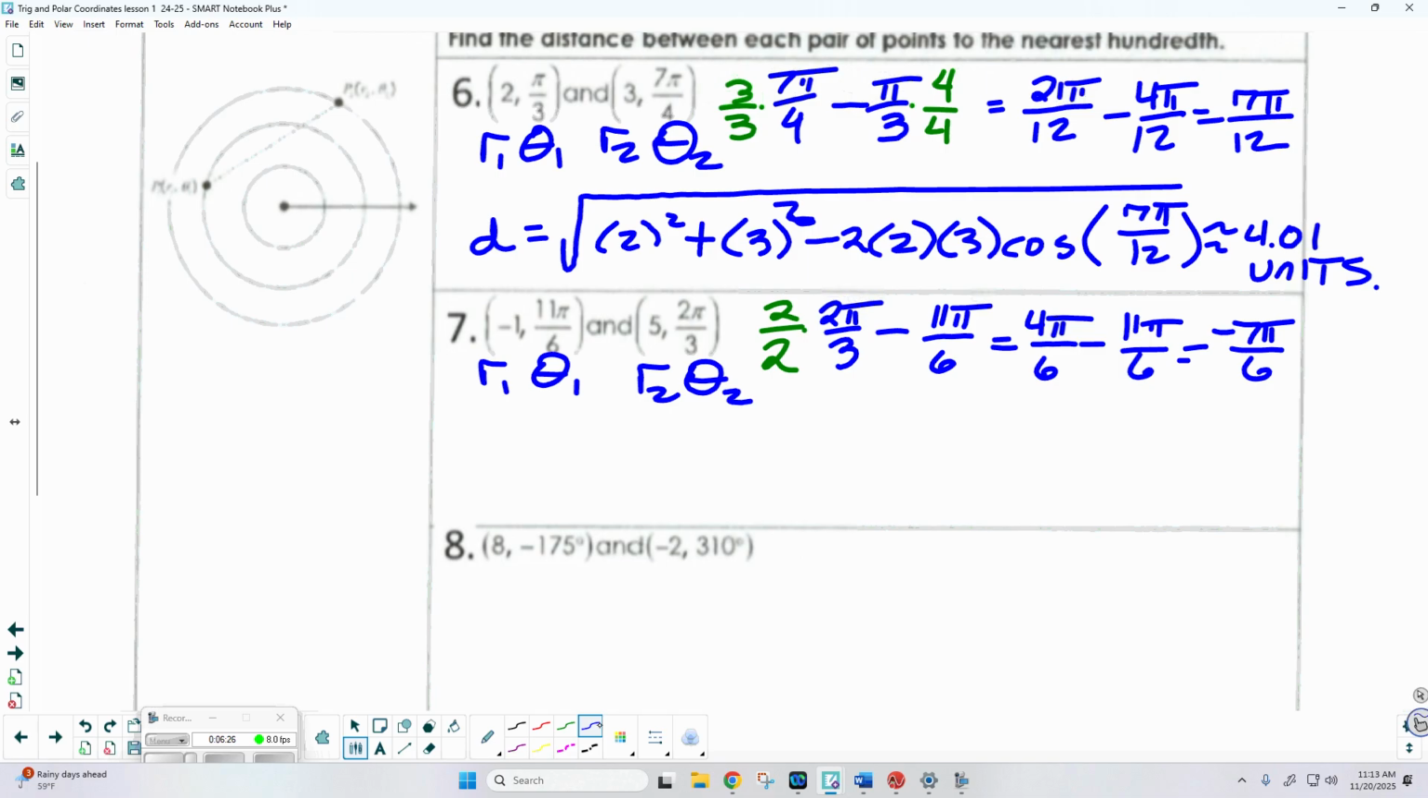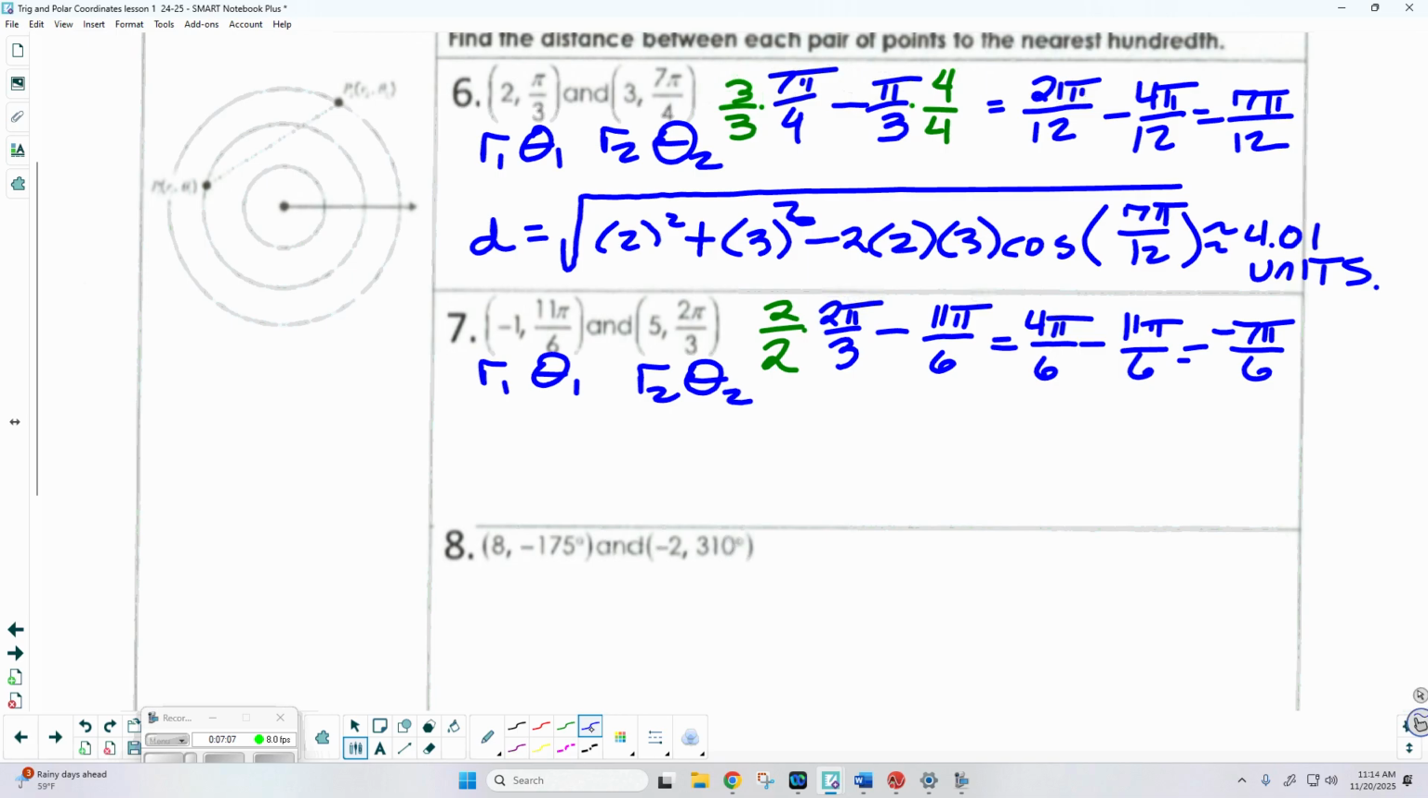What about cosine makes that true? I'm thinking about an identity. Do we remember an identity if, say, cosine has a negative angle? Cosine of negative theta would equal what? Cosine of theta, because it was an even function. So whether you substitute in a negative or a positive angle, you're still going to get the same answer. That changes nothing. So now we just substitute.